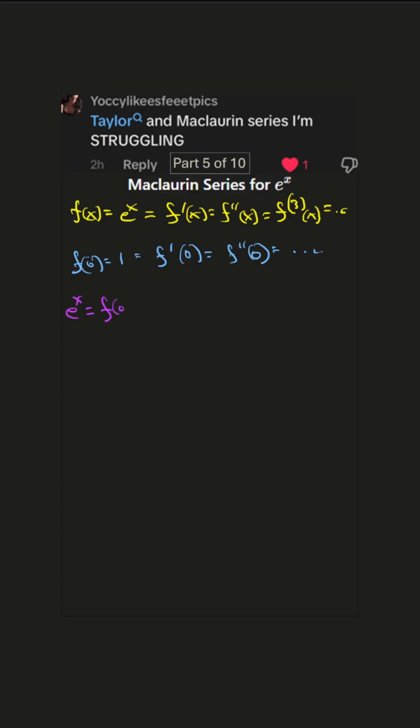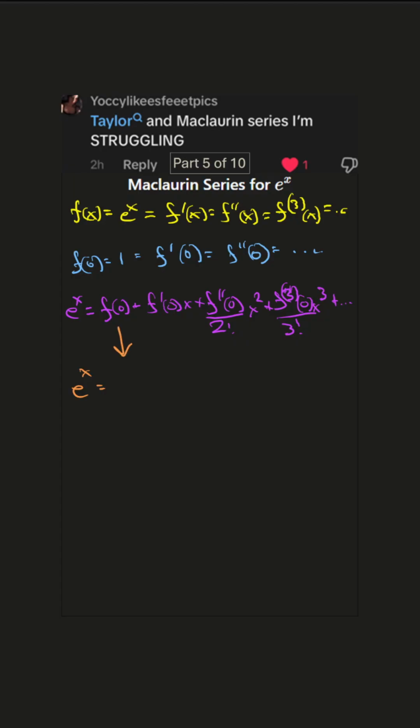It looks like this: f of 0 plus f prime of 0 times x plus f double prime of 0 over 2 factorial times x squared plus the third derivative of f at 0 over 3 factorial times x cubed, and so on. So that's the Maclaurin series formula. But when f is e to the x, well, that simplifies really nicely.